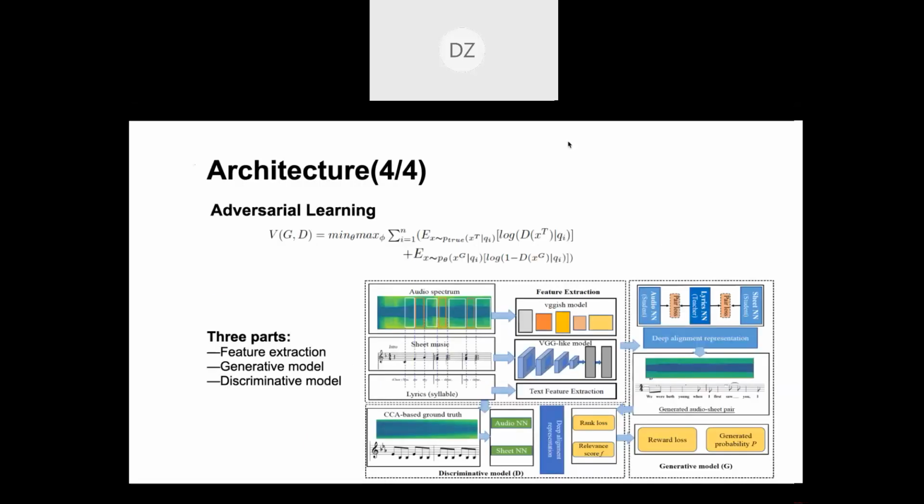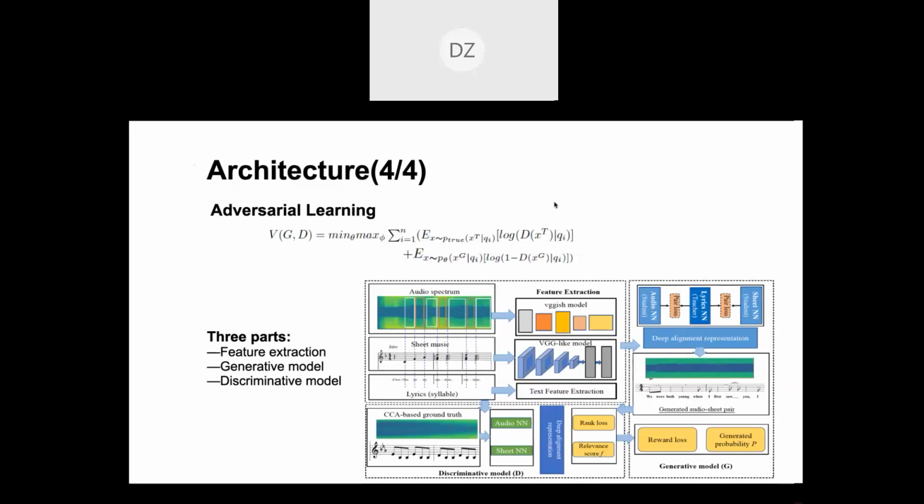So once we get the 2 models, we use adversarial learning to conduct the minimax game. So the architecture includes 3 parts: the feature extraction, a generative model, and a discriminative model. Firstly, in the feature extraction, we use a pre-trained model to extract features. We use the VGG for audio feature extraction and a VGG-like model, the Inception V3, to extract the sheet music features, and use the skip-gram model to extract the lyrics features.